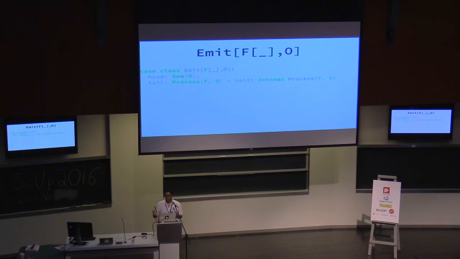Emit represents a pure stream. So basically, it will just represent the values out of it. It could be an integer, it could be a string, something like that. But it also doesn't have any side effect. So the type of this kind of process is Process[Nothing, O].